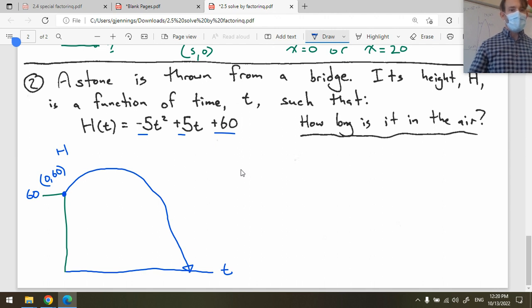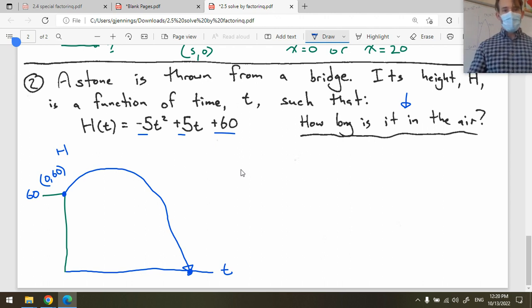And I want to find what time it is when it hits the ground. Because if I find the time when it hits the ground, I'll know how long it was in the air. So what's the value of time when height is 0? Okay, so let's find that.